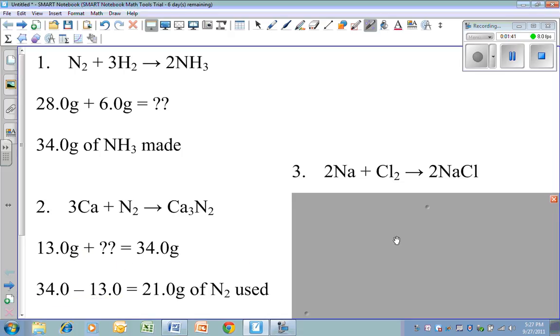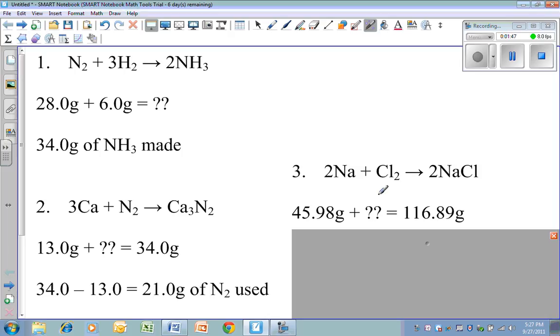We're told we have sodium and chlorine. We make sodium chloride or common table salt. It's the chlorine that we don't know. We don't know how much chlorine gas is present, but we know there was enough so that 45.98 grams of sodium could make 116.89 grams of sodium chloride.